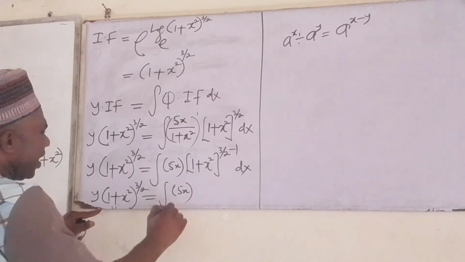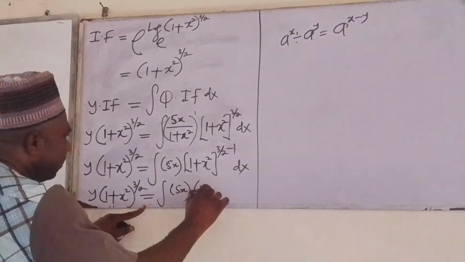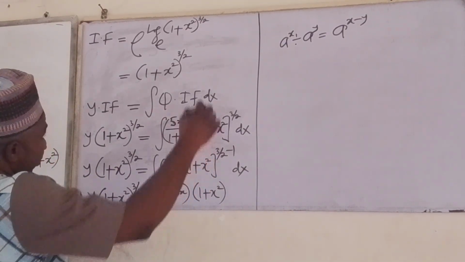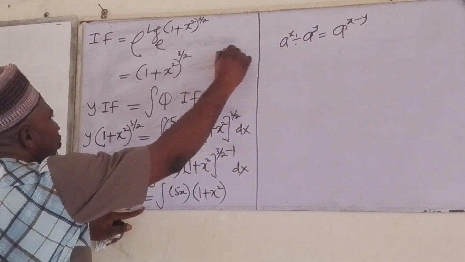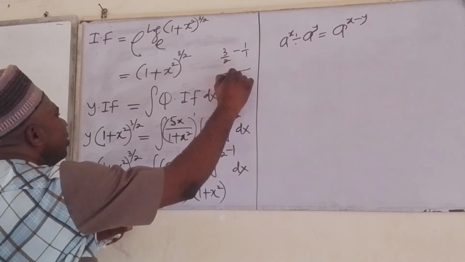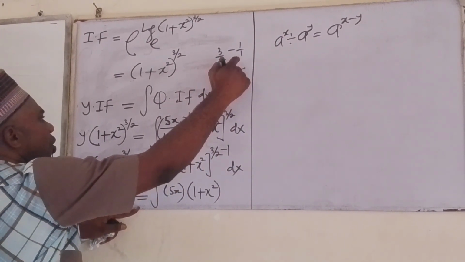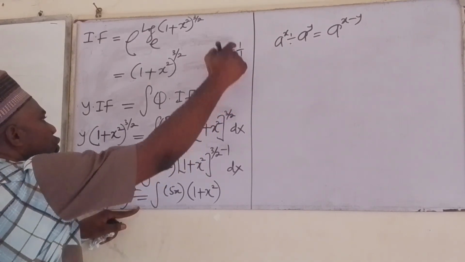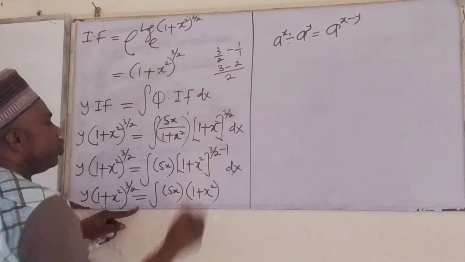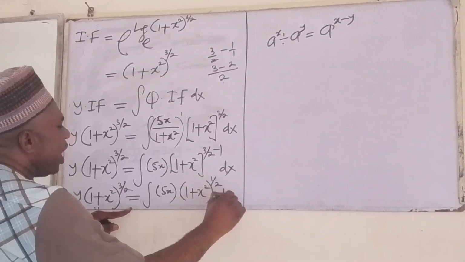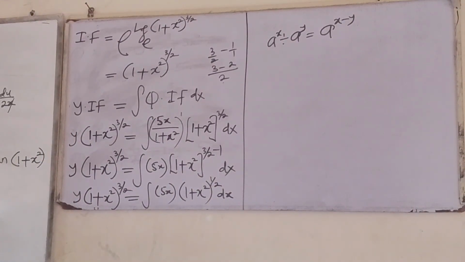We have 5x, then this will be 1 plus x squared. Now 3 over 2 minus 1 over 1. The LCM is 2. 2 into 2 is 1, 1 times 3 is 3. Minus 1 into 2 is 2, 2 times 1 is 2. So 3 minus 2 is 1. So here we have 1 all over 2, then here we have dx.